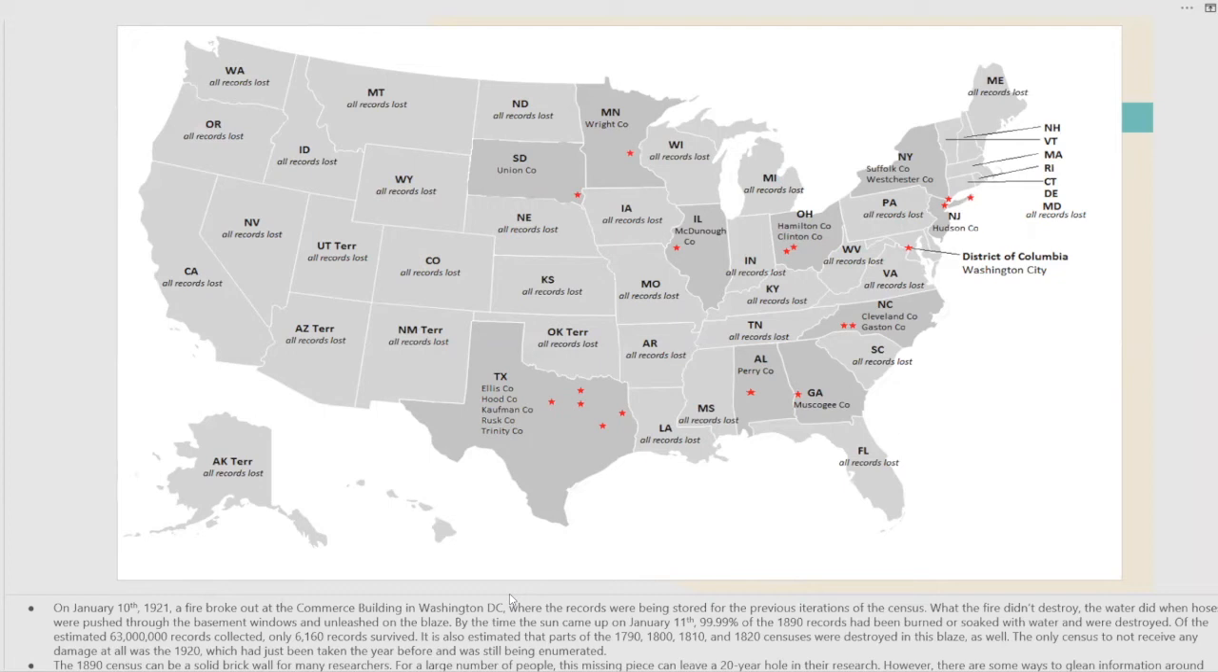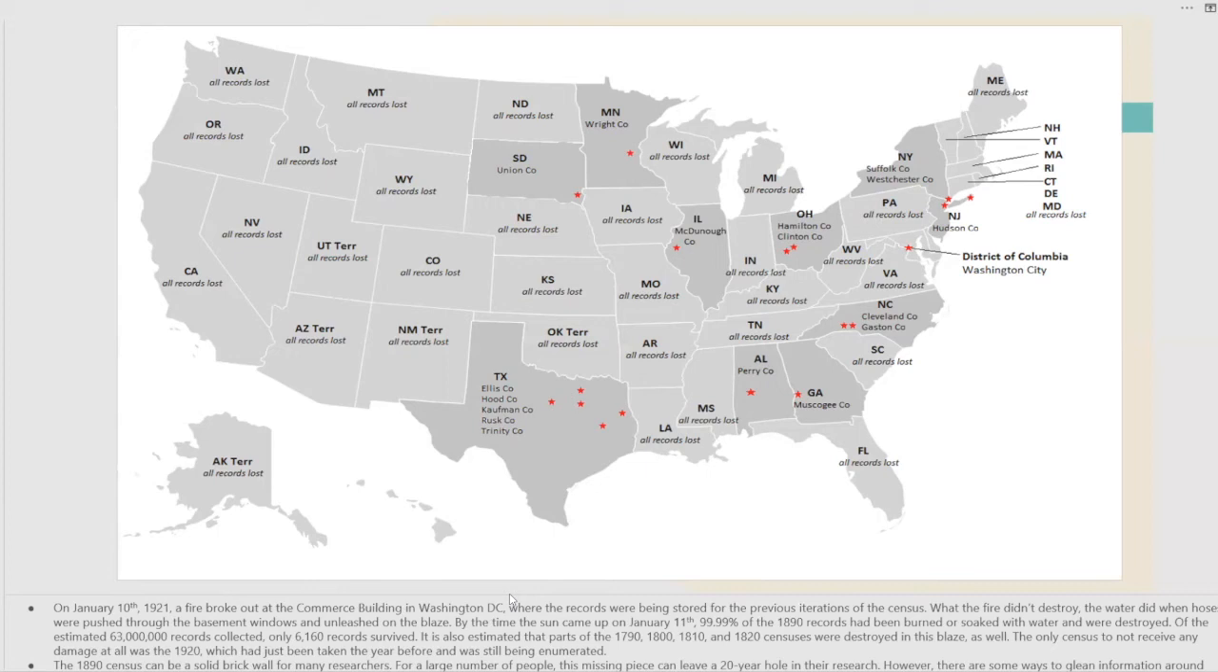Of the estimated 63 million records collected, only 6,100 of them remain. It's also estimated that parts of the 1790, 1800s, 10, and 20 censuses were destroyed in this blaze as well. The only census to not receive any damage at all was the 1920, which had just been taken the year before and was still being enumerated in a different part of the building.